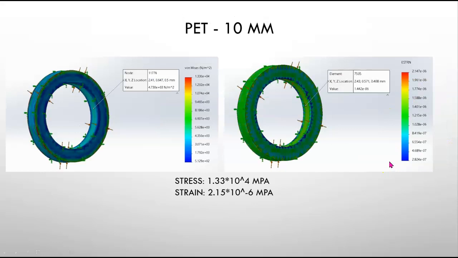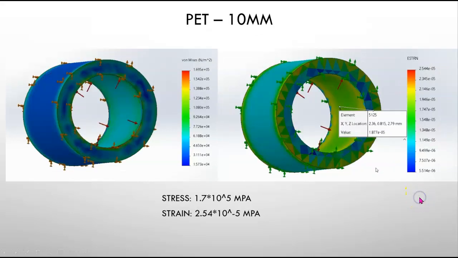And then lastly is the PET results. So its stress and strain for this one were 1.3 times 10 to the 4th megapascal and 2.15 times 10 to the negative 6. And this one, compared to all the other data that I received for the 1 millimeter, this is the best so far. And then here is the 10 millimeter.